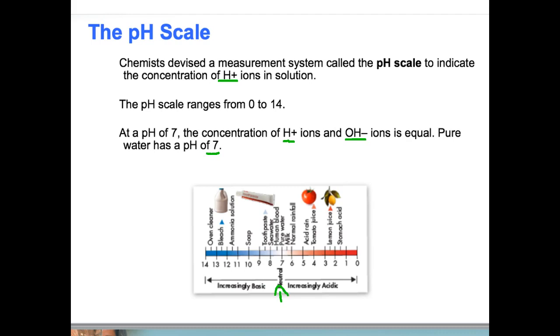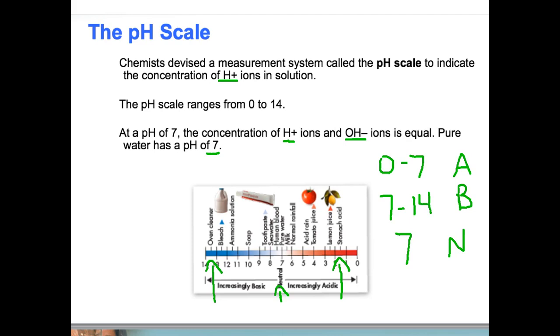Now, most of the substances in your body are kept around a neutral pH, but not everything. Stomach acid, for example, has a really low pH and is very acidic. Most of the cleaners that we use have a high pH, which means they're extremely basic. The important thing to remember is that from 0 to 7, you're acidic, and from 7 to 14, you're basic. At exactly 7, it has a neutral pH.